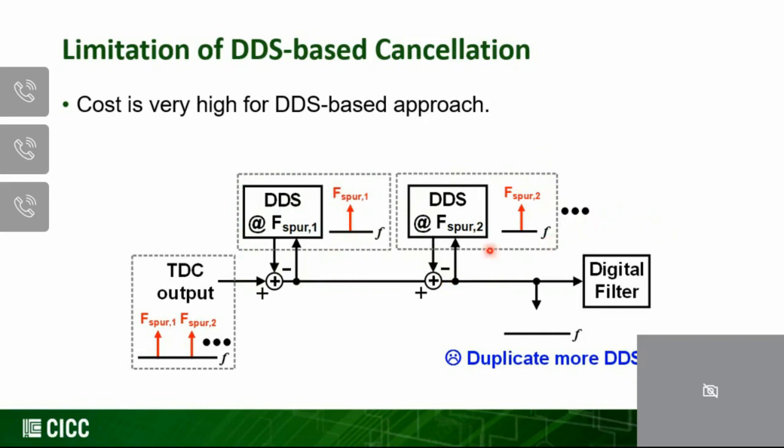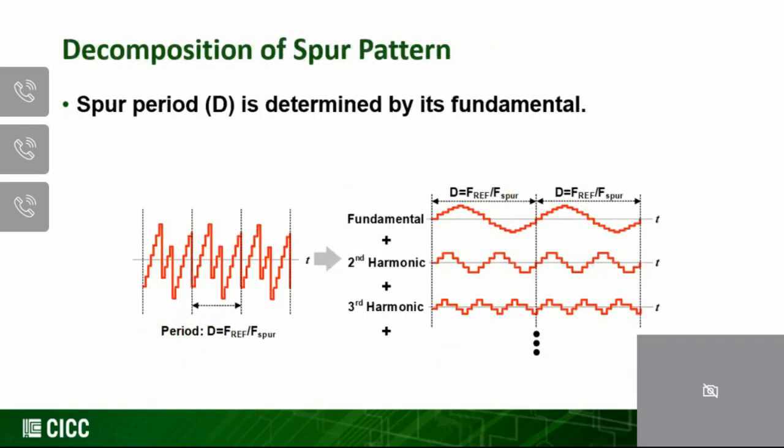As you can imagine, the problem with this approach is that if I want to cancel out all the harmonics, let's say from first harmonic to fifth harmonic, then I need to duplicate 5 times. And then if I have another non-harmonic relationship of spurious tones, then I probably need to duplicate another 5 DDS-based cancellation engines. So it turns out that there will be too many blocks that we need to duplicate, and that significantly increases the overhead of that approach. So the bottom line is that we do need a better approach.